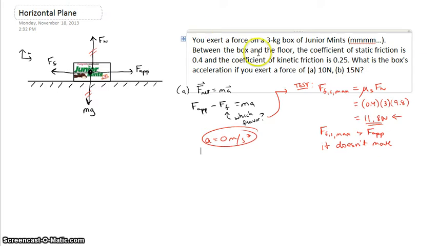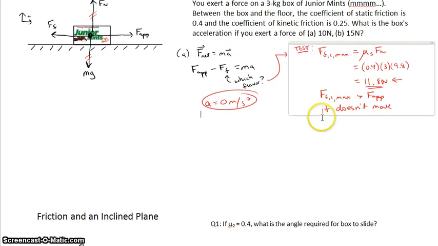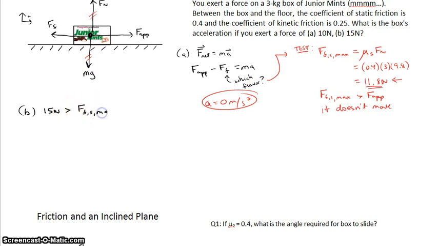Now they ask us in part B, what about 15 newtons? What about a 15 newton force being applied? Well, looking at this, I know, and I bet you'll agree with me, that 15 newtons is greater than 11.8 newtons. So it's greater than the static max. So we know it moves. So it moves!